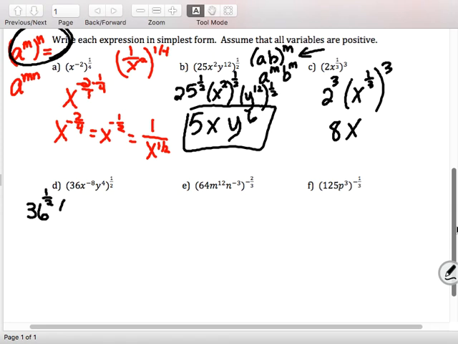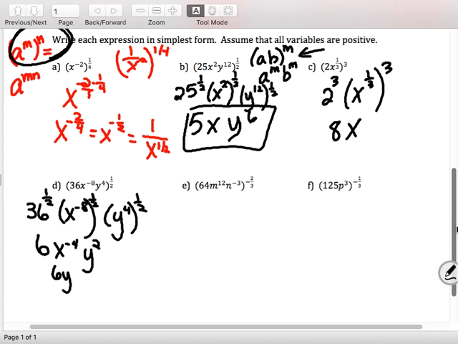36 to the 1/2, x to the negative 8 to the 1/2, y to the 4th to the 1/2. Okay, so you take each thing to that power. 36 to the 1/2 is 6. Then this is x to the negative 4, y squared. Now, what do you do with the negative exponent? Olivia? That's on the bottom. Awesome, okay? If your negative exponent is in the top, it drops down. So this is going to be 6y squared over x to the 4th.